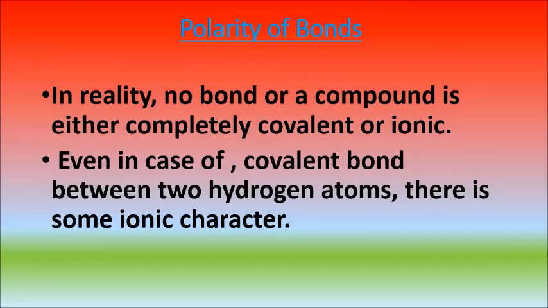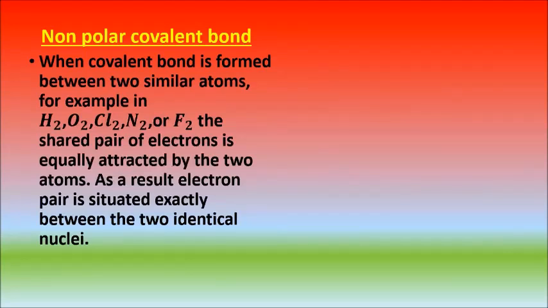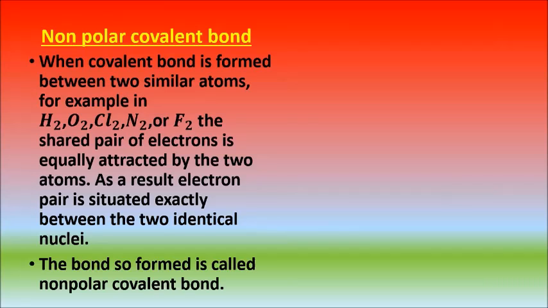Now we know that there are two different types of covalent bonds: one is the non-polar covalent bond and the other is the polar covalent bond. When a covalent bond is formed between two similar atoms, like the hydrogen molecule, oxygen molecule, chlorine molecule, nitrogen or fluorine molecule, the shared pair of electrons is equally attracted by the two atoms. As a result, the electron pair is situated exactly between the two identical nuclei, and the bond so formed is said to be a non-polar covalent bond.